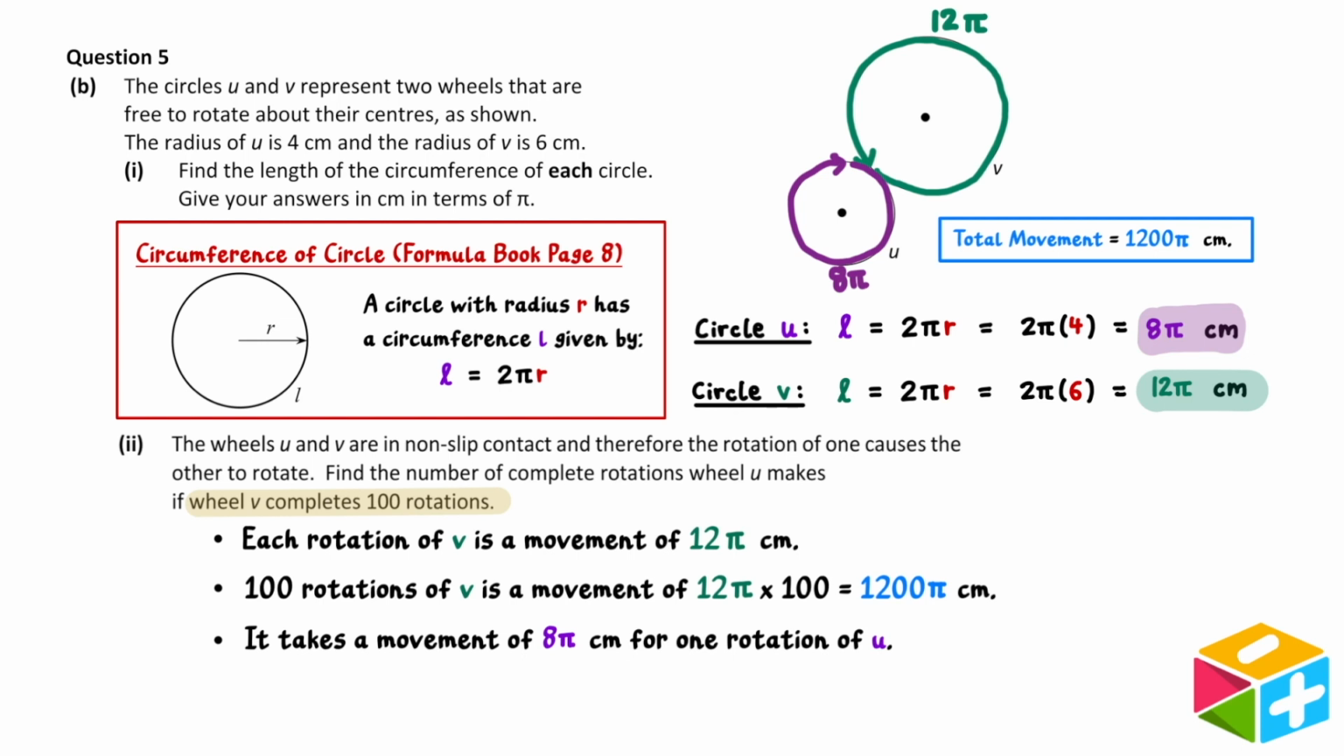So, we have a total movement of 1200 pi centimetres, and each rotation takes 8 pi centimetres. To find the number of rotations, all we have to do is divide these numbers. 1200 pi divided by 8 pi. Performing this calculation gives us our answer of 150 rotations.